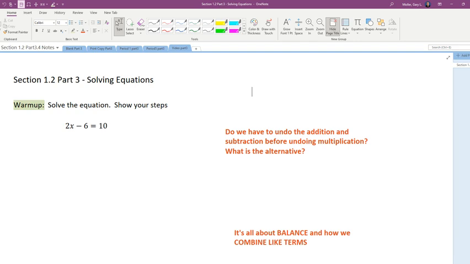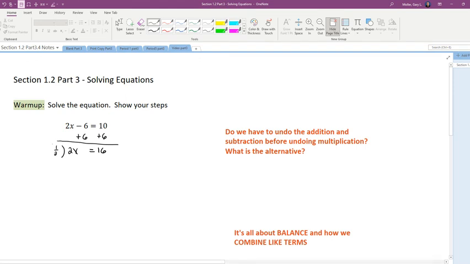All right, so the traditional way we would solve this question would be simply to add 6 to both sides. And that would give us 2x equals 16. And then we would multiply by a half or divide by 2, because a half of 2 cancels out the 2, and I get x equals 8. And that is the answer.